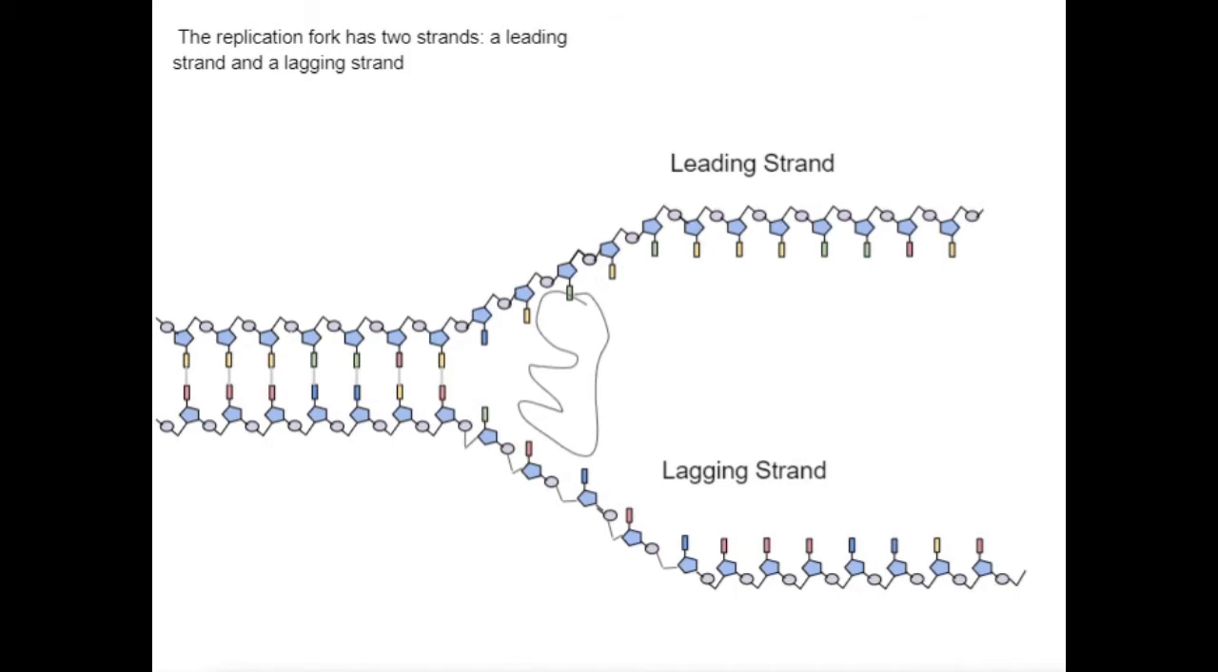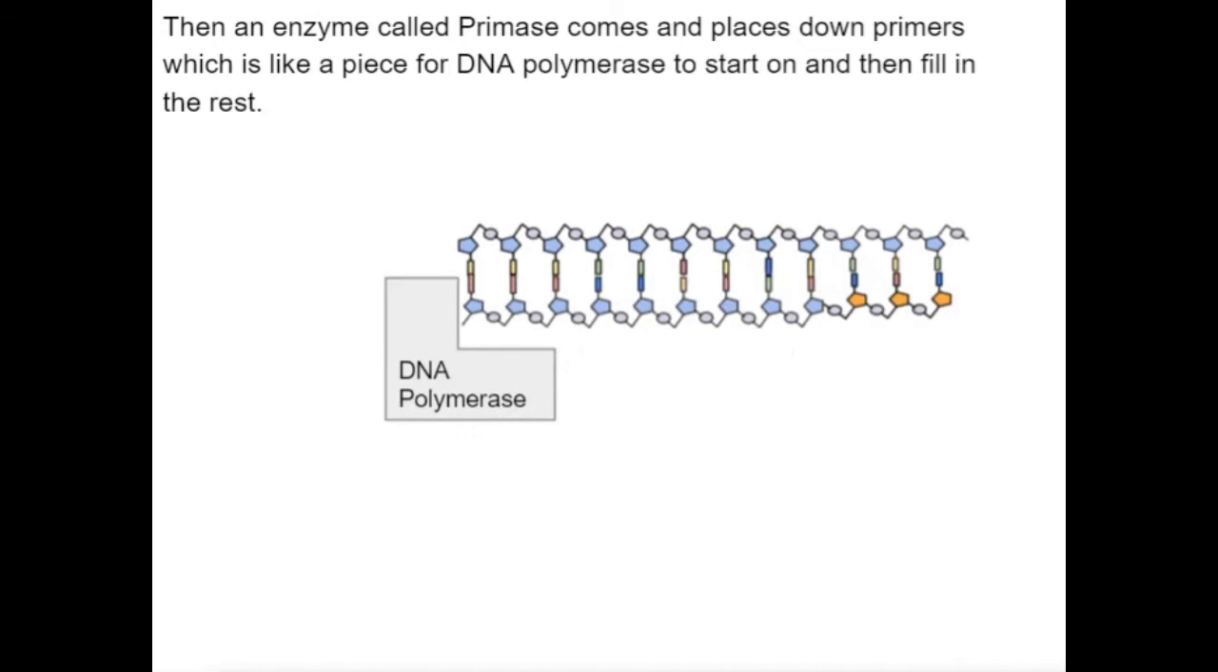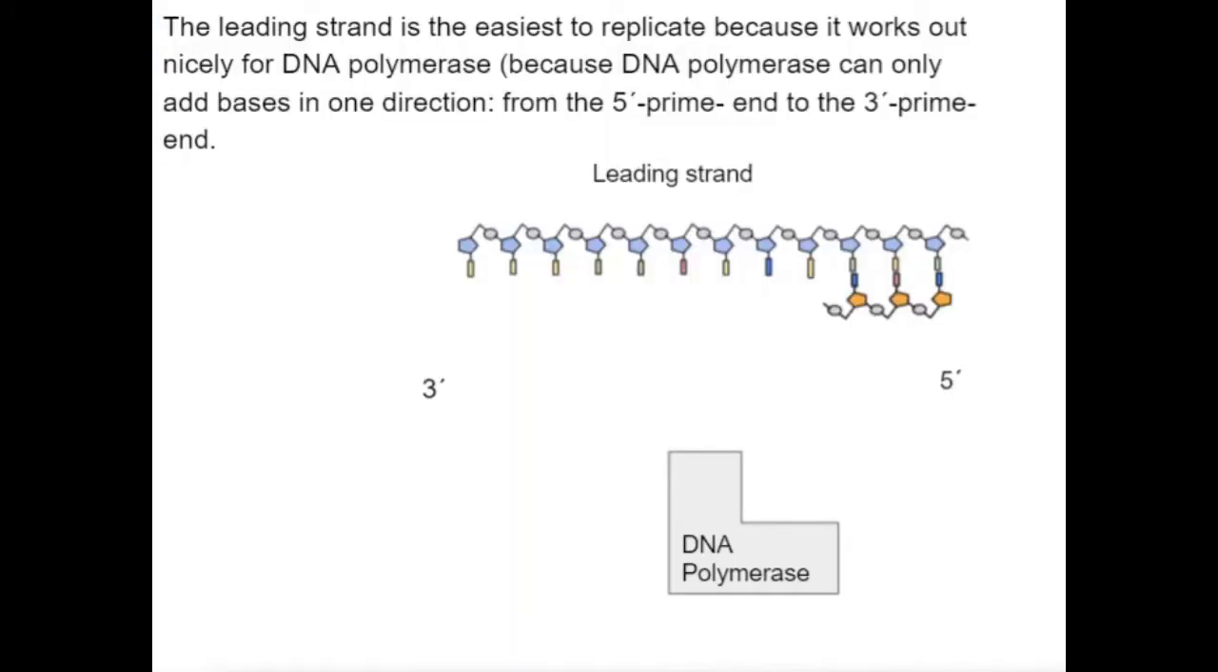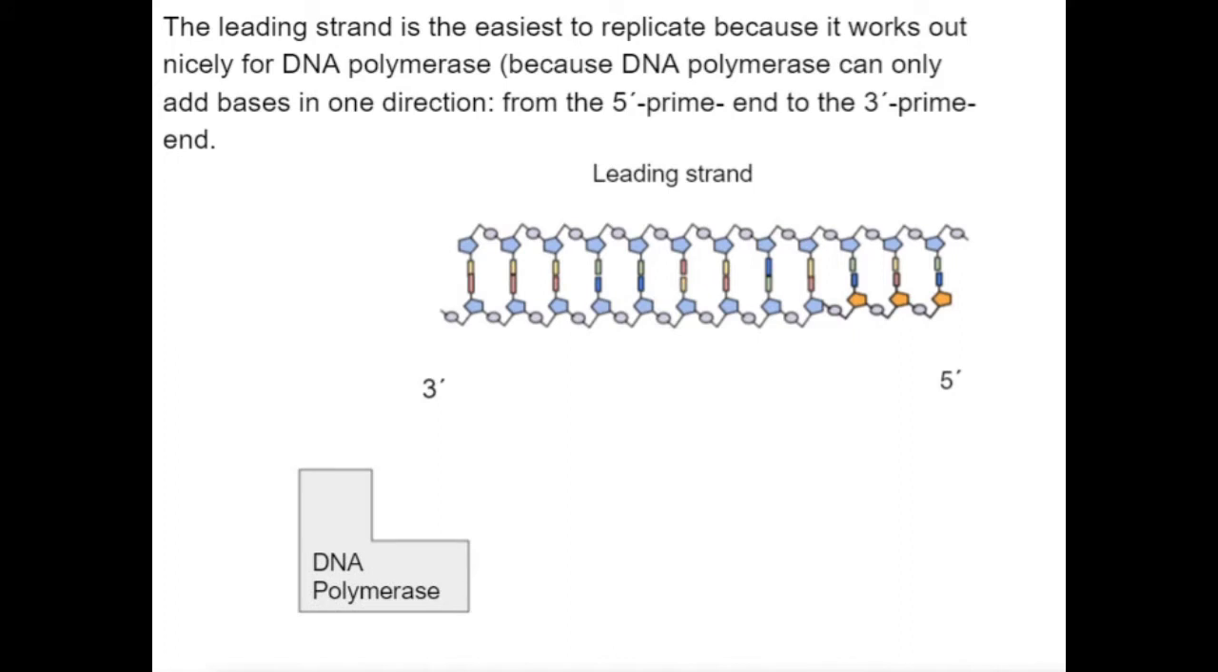For now, you'll just think of it as two strands. I'll explain that later. The two strands each provide a template for creating a new strand of DNA. Then the enzyme called primase comes down and places down primers, which is like a piece for DNA polymerase to start on and fill in the rest. The leading strand is the easiest to replicate because it works out nicely for DNA polymerase, because DNA polymerase can only add bases in one direction, from the 5' to the 3' end.